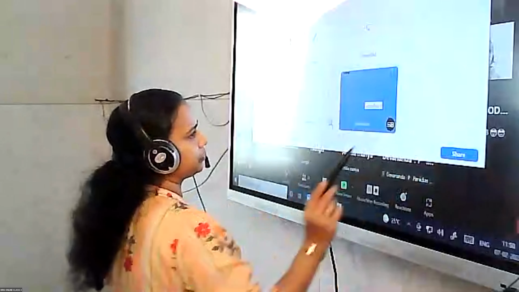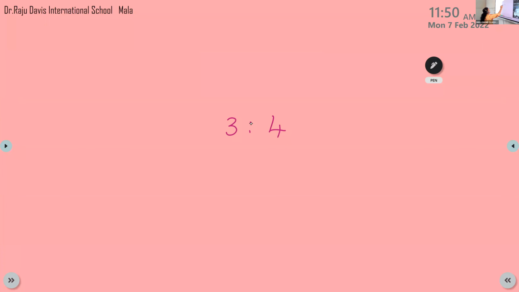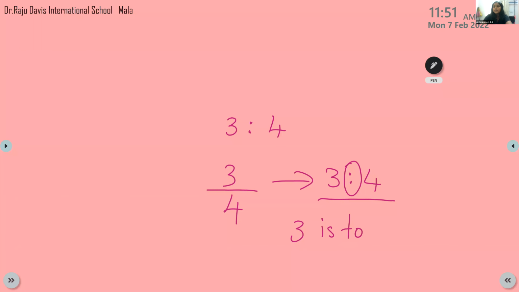Okay, so children, here we will write 3:4. This is the ratio. It is a comparison between two quantities, 3 and 4, and it can be written as 3:4. That is the symbol of the ratio, and we read it as 3 is to 4.